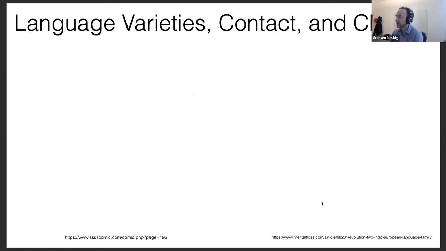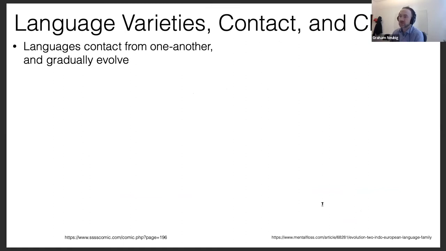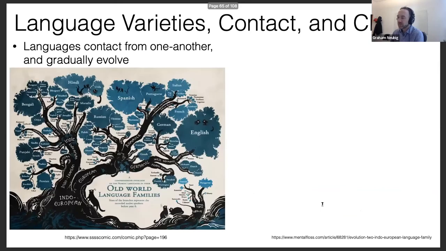There's also language varieties, contact and change. Languages contact one another and gradually evolve. This is a beautiful illustration of a language family tree that some people might have seen before. This is the Indo-European language family and all of the languages that split off from it. Hindi, English, Italian, Spanish, Punjabi, Kurdish all split off at different times, but they all have a common ancestor. There's a lot of language families in the world.